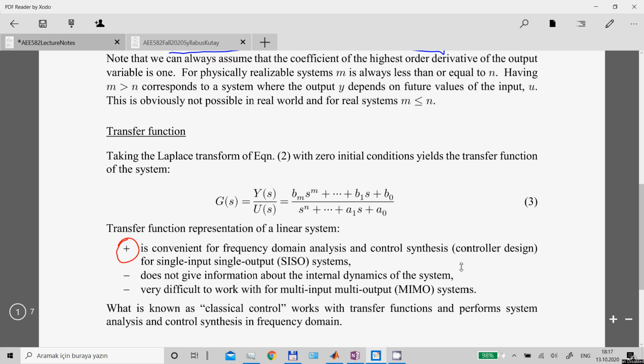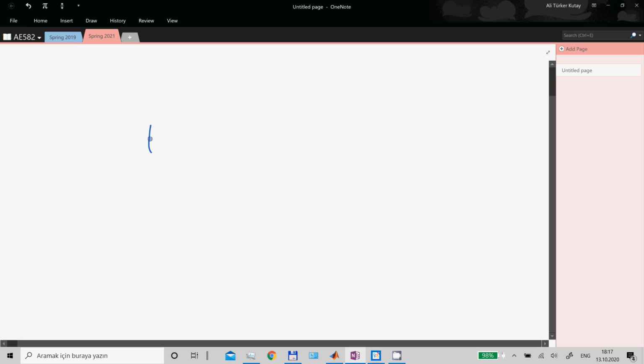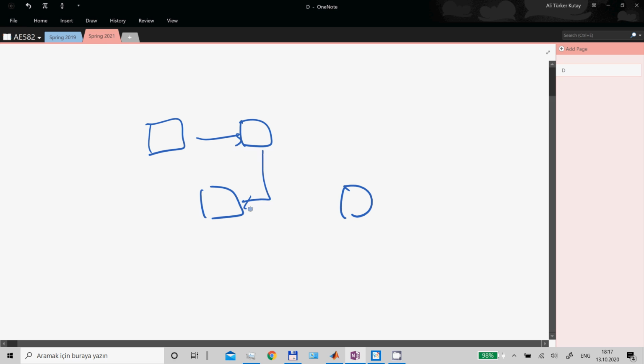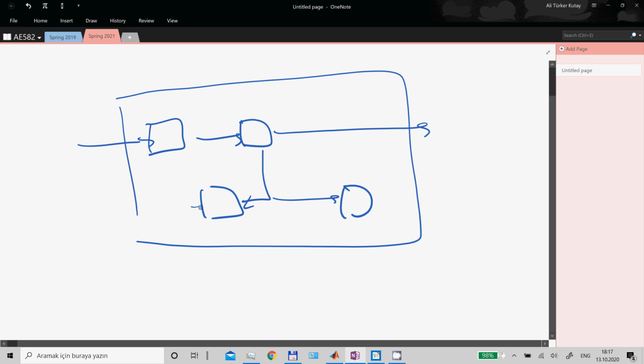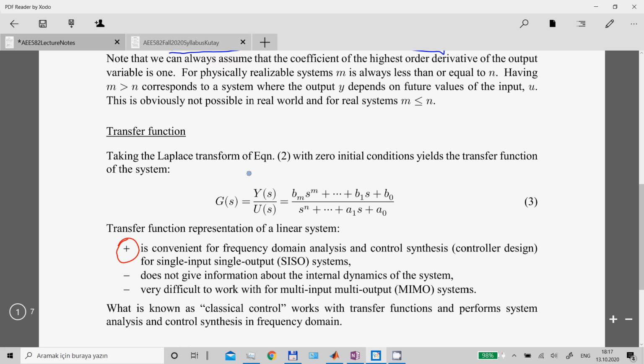What I mean by that is, if you have an interconnected system, a system where you have multiple blocks forming a big system with these connections here, and you write the overall transfer function of the system, you get the transfer function. However, anything internally happening is lost. You don't get to see what's happening in the system. I will show you an example of how that can be a problem. So losing the internal dynamics of the system is one disadvantage of dealing with transfer functions.